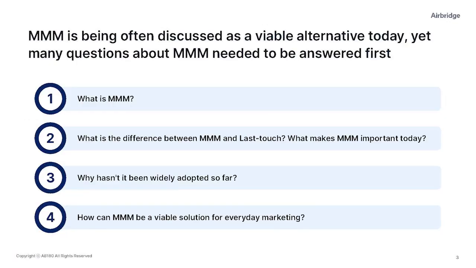In this respect, MMM, marketing mix modeling, is often mentioned as a potential solution. However, it is essential to acknowledge that MMM is not a one-size-fits-all fix, so we need to figure out an answer to some key questions first. First, we need to start with the fundamental question of what MMM is. While MMM has been a buzzword recently, many are still uncertain about its true nature, so we need to grasp the fundamentals first. Next, we'll explore the distinctions between MMM and last touch attribution, addressing how MMM can actually overcome the limitations of last touch attribution that we originally faced.